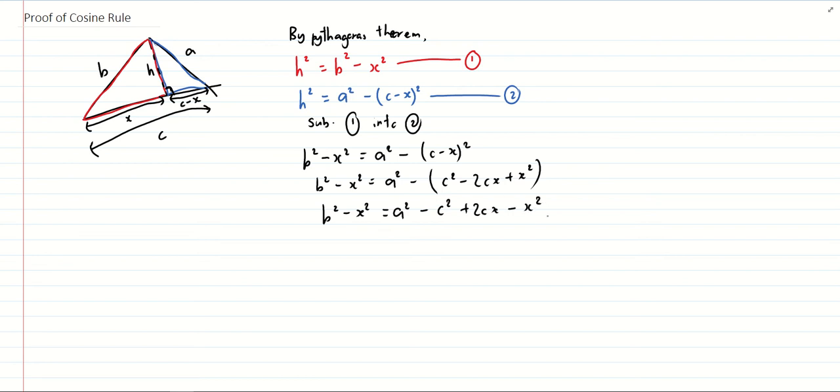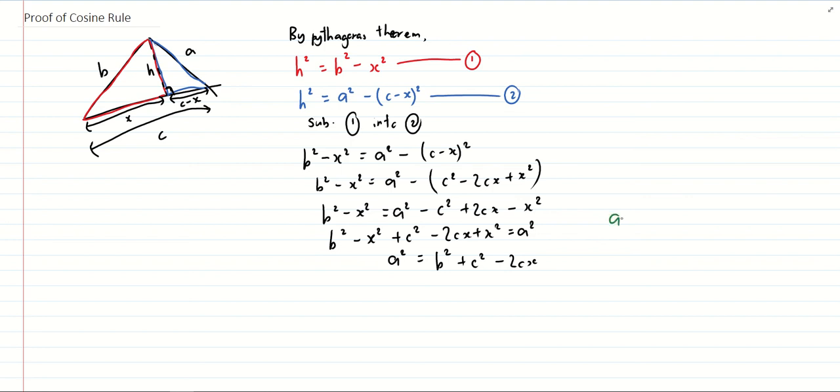minus x square. And if I bring everything to the left hand side and just leave a square alone, I will have b square minus x square plus c square minus 2cx plus x square equals a square. Switch them in position as well as simplify, you have a square equals. So let's rearrange the terms. So I have b square plus c square minus 2cx, and the plus x square and minus x square will cancel each other out.